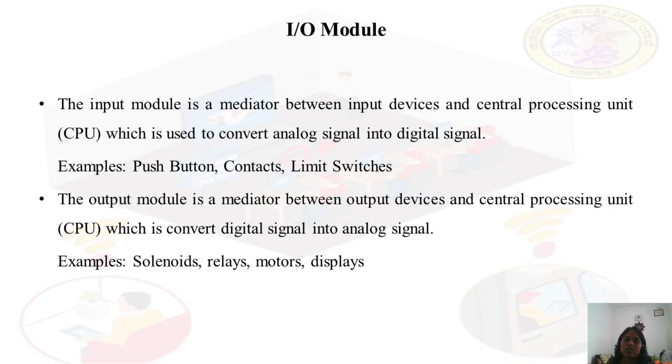There we will be using the rectifiers. Examples of the input module, that is input signals, are push button switches, contact switches, limit switches, and all your sensors, etc. The output module is the mediator between your output devices and CPU. It converts digital signal into analog signal. Some of the output signals are solenoids, relays, motors, displays, etc.